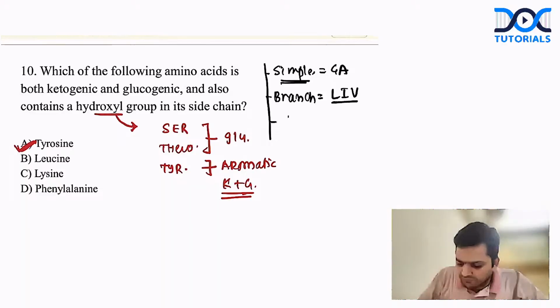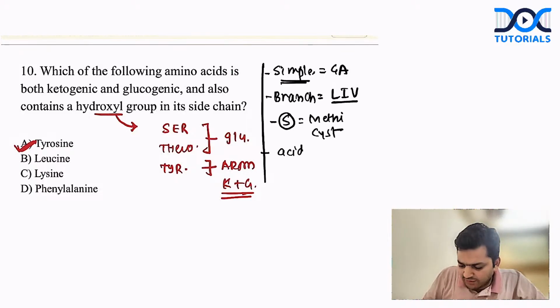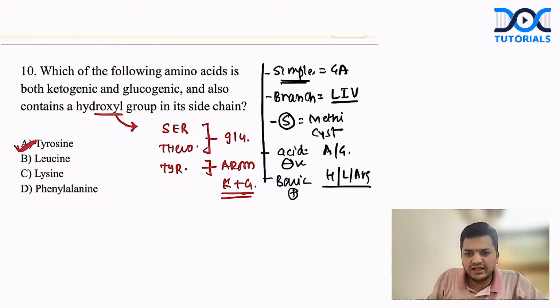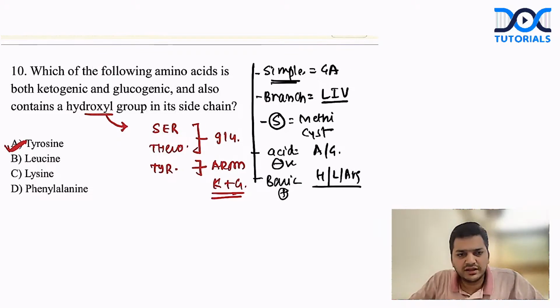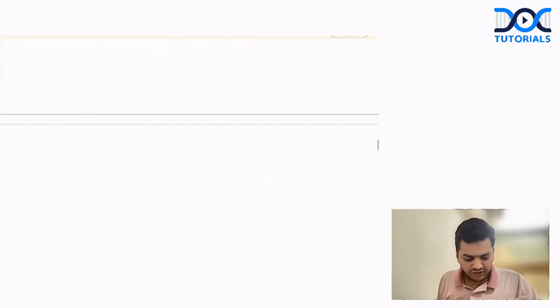Then the sulfur containing amino acids. The mnemonic was methycyst. What is there inside the methycyst? Sulfur. Then what are the acidic amino acids? The acidic amino acids will have the negative charge, that is aspartate and glutamate. What are the basic amino acids, the positively charged ones? The mnemonic is "His last urge is very basic." Histidine, lysine, arginine. It's good. Very good. Let's move to the next one.